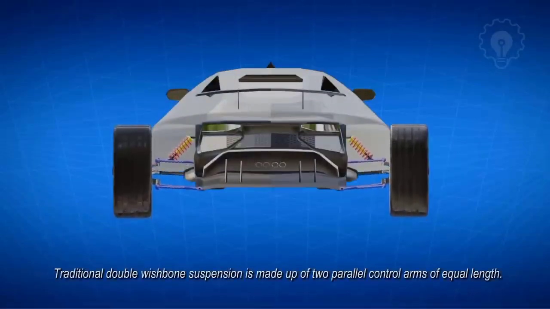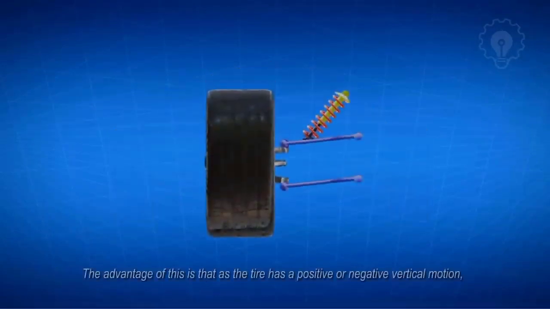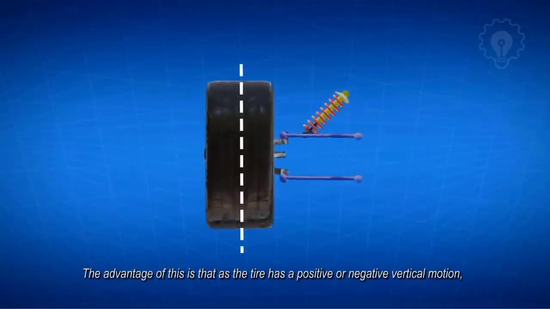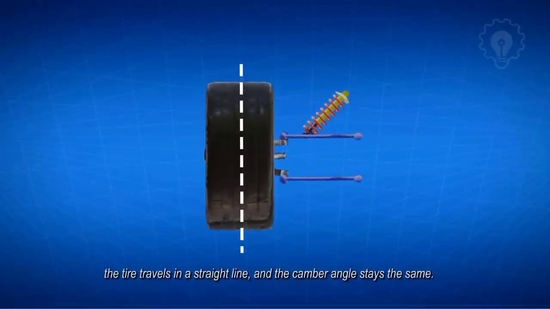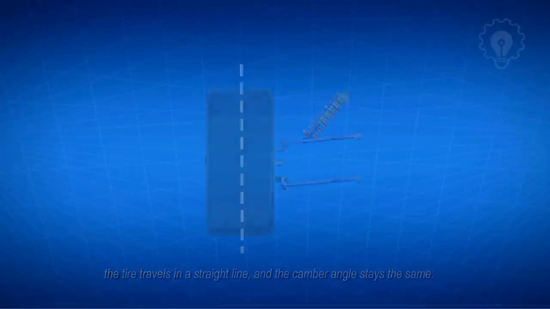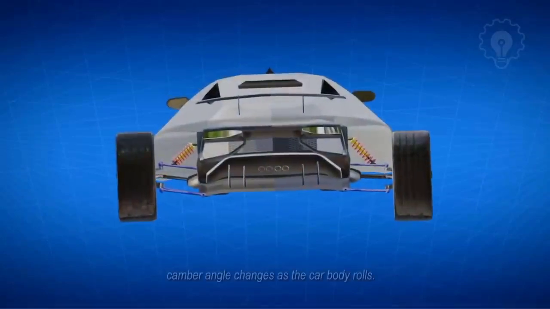Traditional double wishbone suspension is made up of two parallel control arms of equal length. The advantage of this is that, as the tire has a positive or negative vertical motion, the tire travels in a straight line, and the camber angle stays the same. The disadvantage is when the car goes around a corner, that camber angle changes as the car body rolls.